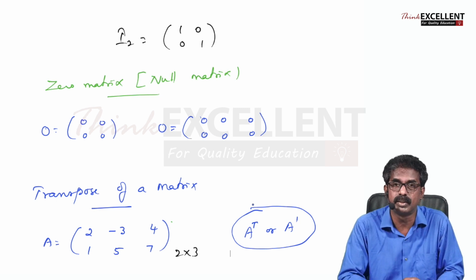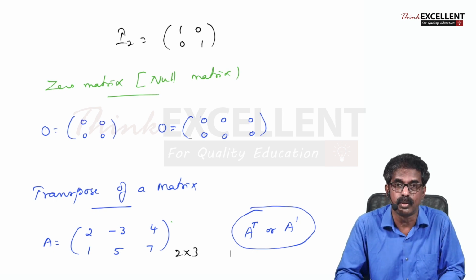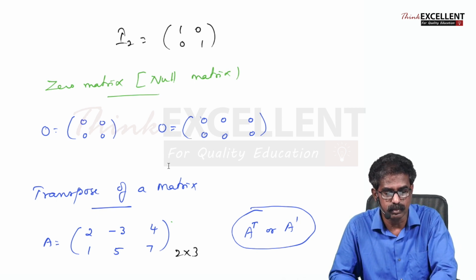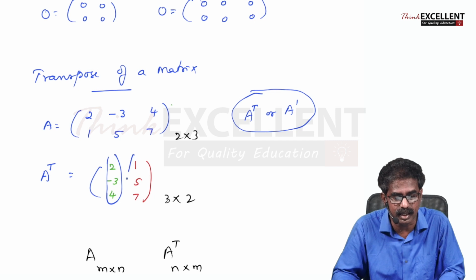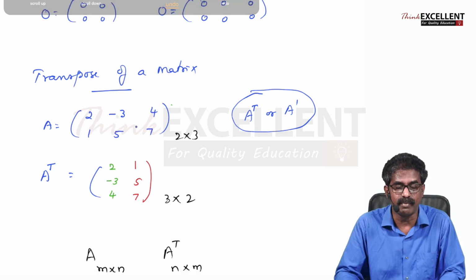How can you find the transpose of this matrix? See the first row. What is the first row? 2, minus 3, 4. You write it as the first column. 2, minus 3, 4. Second row, 1, 5, 7. You write it as the second column, 1, 5, 7. Okay, so that is the transpose of a matrix.